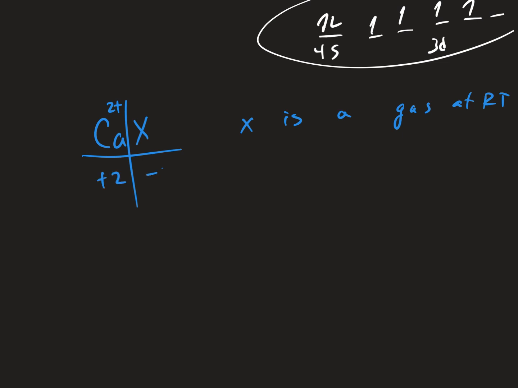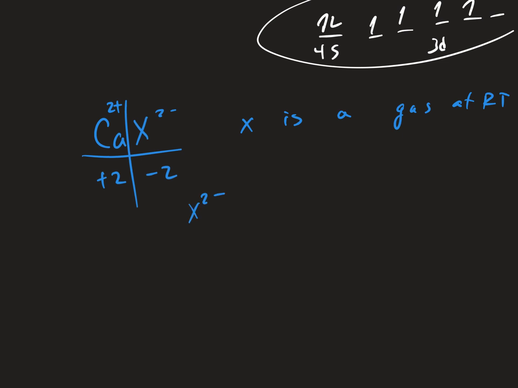That means this side has to be negative 2. And there's only one of those, so it's 2-. It's a 1-to-1 ratio. Good. And it might not be that easy on the test, but it's that easy, right? If you know this process, it's not that bad. So that means it's X 2-.